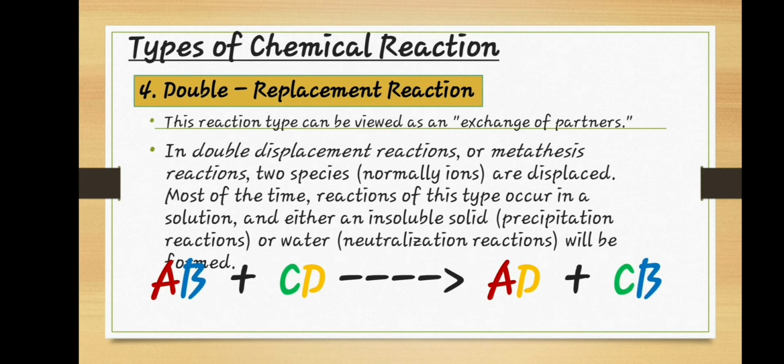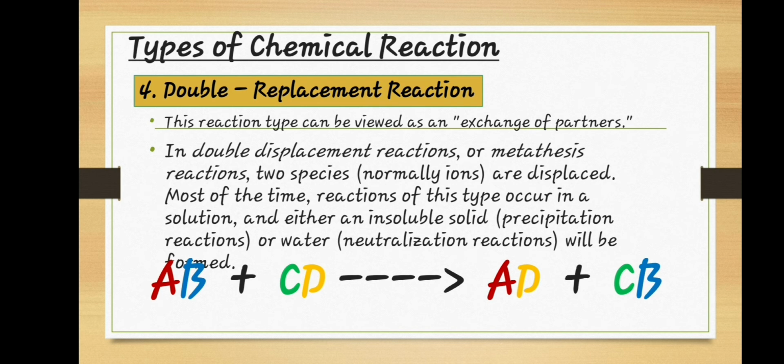Okay, let's proceed now to another type of chemical reaction. If we have single replacement reaction, of course, we have double replacement reaction. This reaction type can be viewed as an exchange of partners. In a double displacement reaction or metathesis reaction, two species, normally ions, are displaced. Most reactions of this type occur in a solution, in either an insoluble solid or precipitation reaction, or water. Neutralization reaction will be formed. So it's very, very easy, the double replacement reaction, because exchange of partner lang siya.